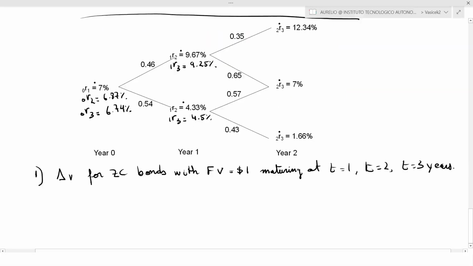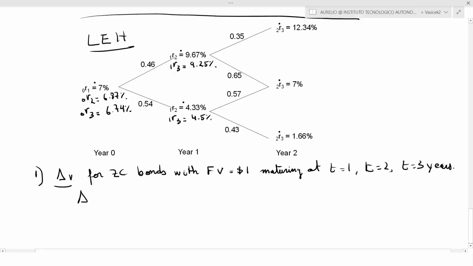Now we're going to use again the tree that we constructed at first, the one with the local expectation hypothesis. So the tree looks like this, and the first exercise to understand the delta Vasicek and the gamma Vasicek is to compute delta Vasicek for zero coupon bonds that have a face value of 1 and that expire in t equals 1, 2, and 3 years.